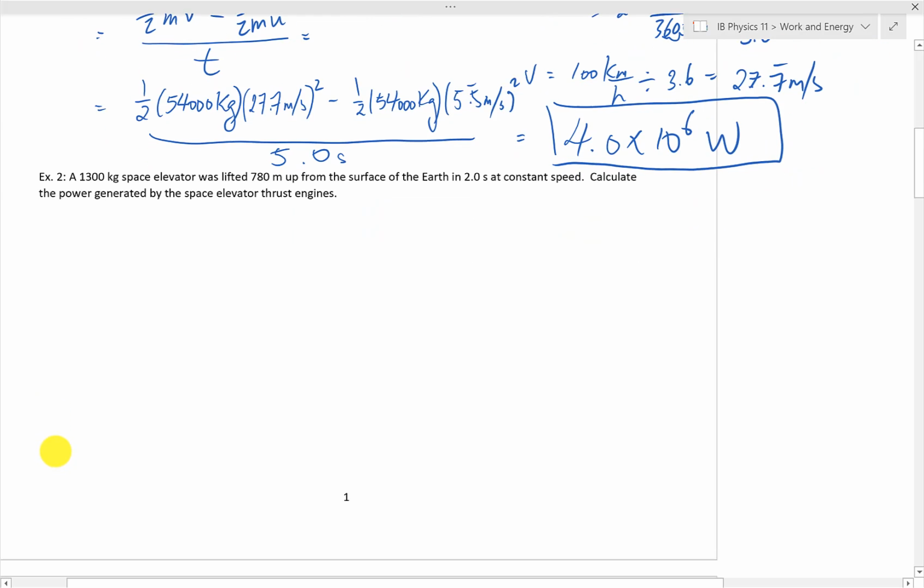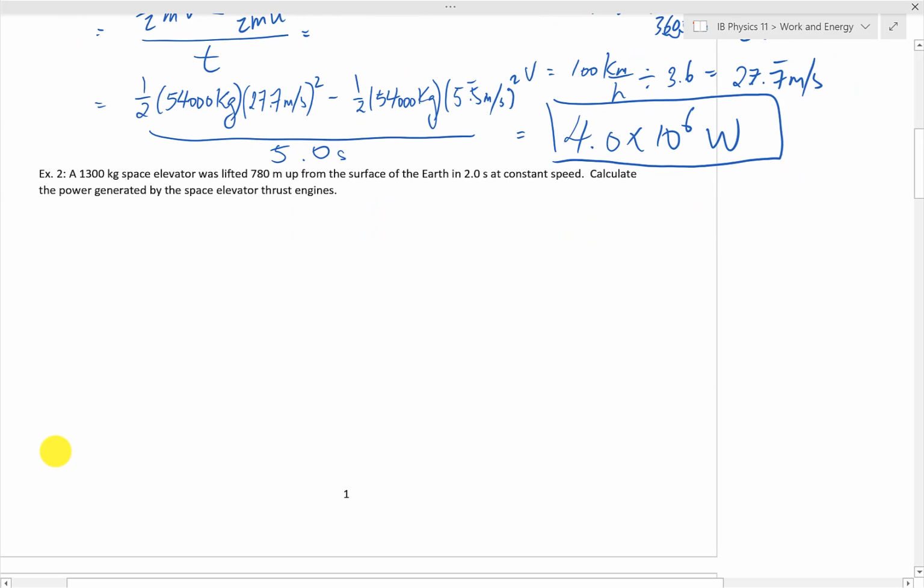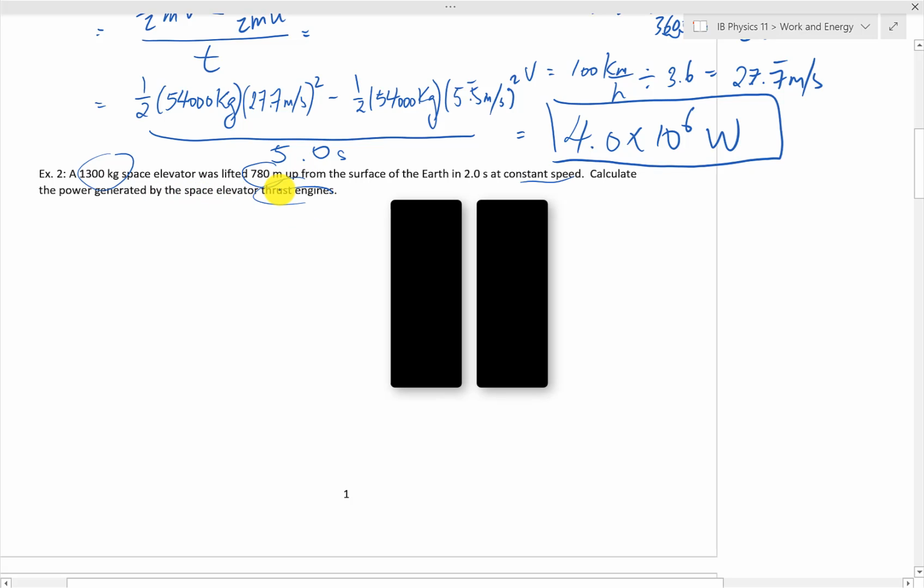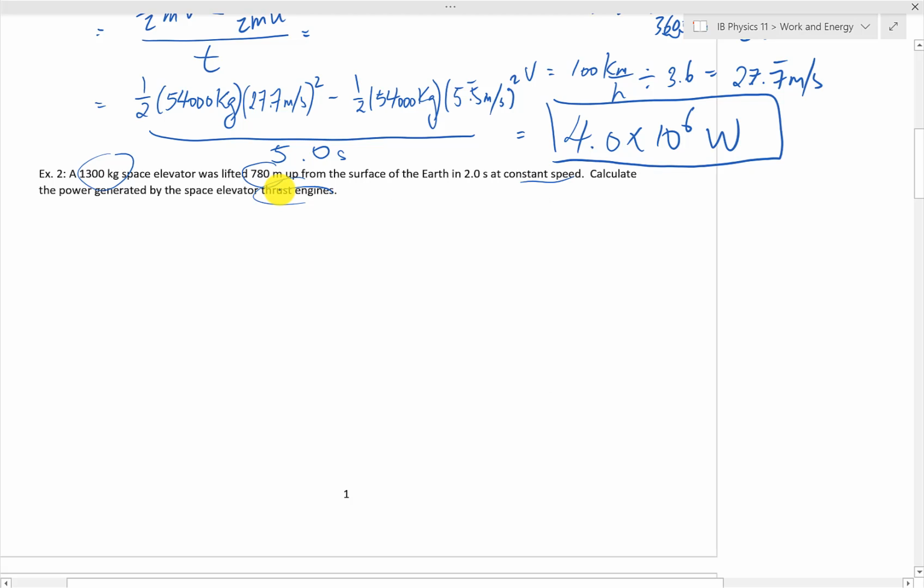Now it is time for you to try example 2. This time you've got a space elevator, and it's being lifted. So we're not talking about speed, we're talking about some other form of energy. I wonder what that is. There's your time. It's going up at constant speed, so you don't have to worry about other forms of energy changing. Calculate the power generated by the space elevator thrust engine. So this is a good time to pause the video, and I will go over the solutions in fast play.